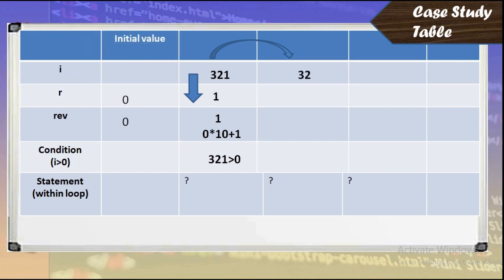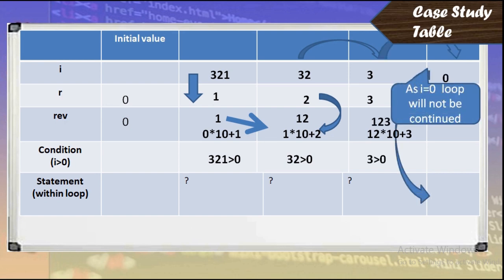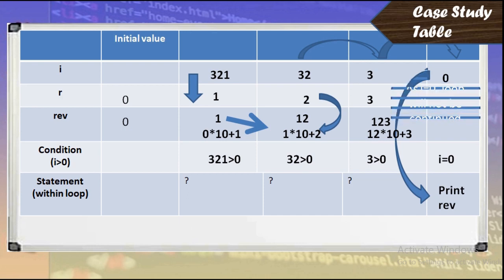Now in the next row, the value of rev will be the value of the previous column of rev multiplied by 10 plus the value of the present column of R, as shown in the table, equal to 12. So in 321, the last 2 digits are reversed. Now how long will the loop continue? The condition is, when I equals 0, the loop will not be continued. So the condition is I greater than 0, and print of rev will give the output of the reverse number.